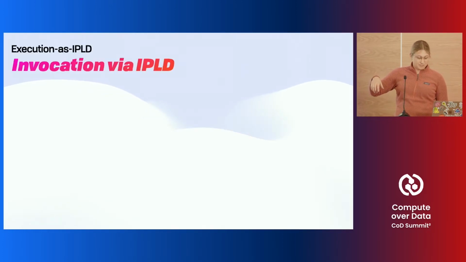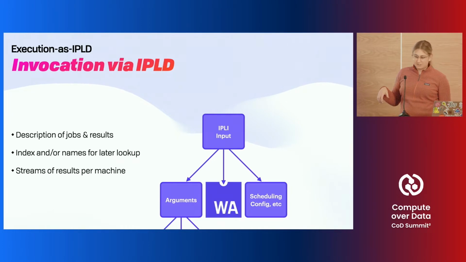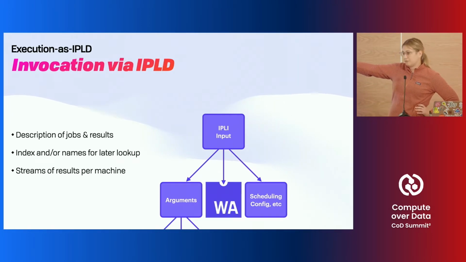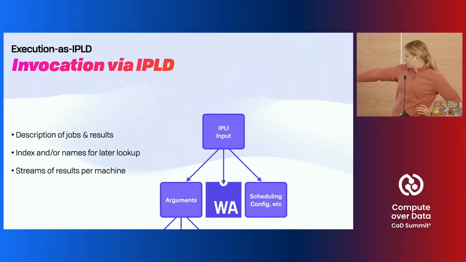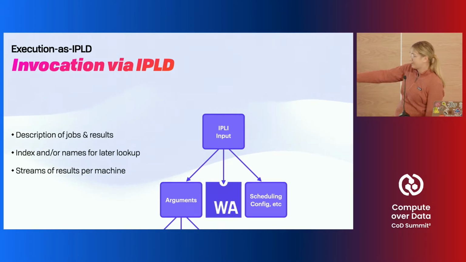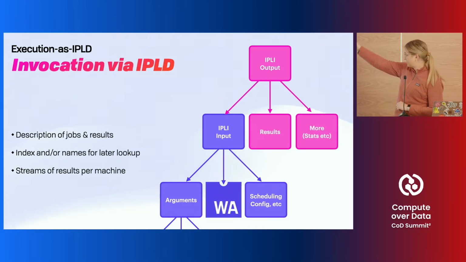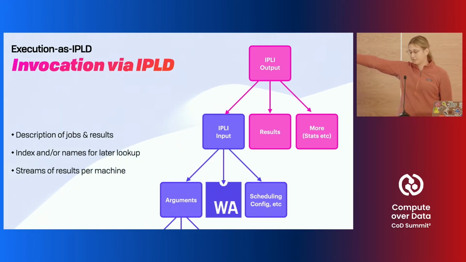So execution is IPLD. You have a description of jobs. This is WebAssembly. That could also be Docker or something else for just the invocation spec. Then you have a tree of arguments, and then some other scheduling. This has actually since been kind of reworked a little bit so that we can cache the outputs of all of these. And then you have your output that points at that and says, hey, here's the results of that and some stats, et cetera, a system trace. We'll look at the updated version of this in a second.